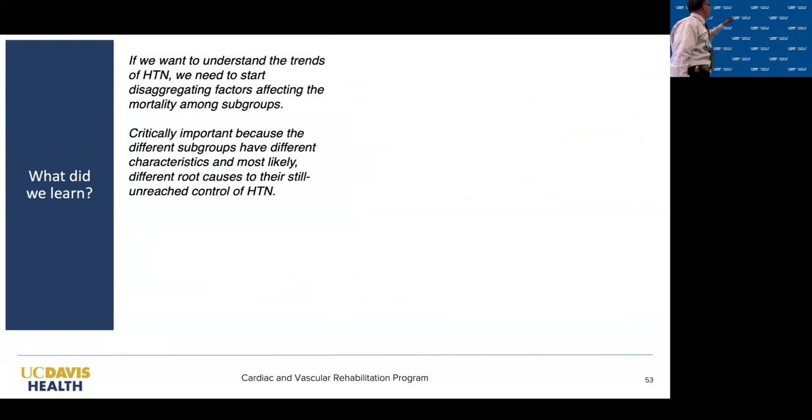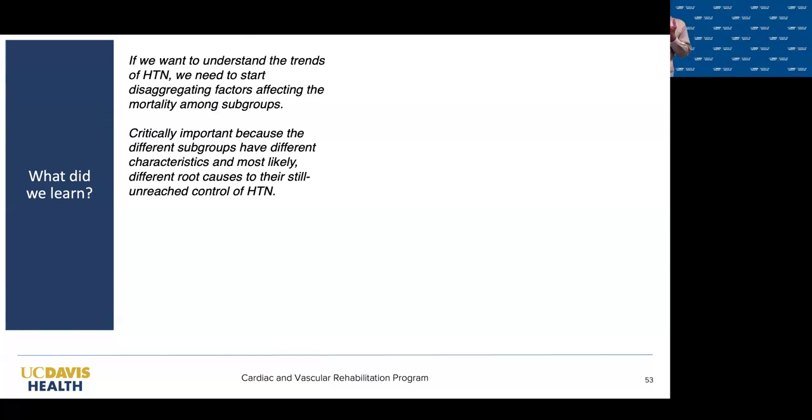So in summary, if we want to understand the trends of hypertension, we need to start disaggregating factors affecting mortality among subgroups. What is different between the different groups? It's what we need to be learning about more to be able to figure out how to best help people based on their challenges. It's critically important because the different subgroups have different characteristics, most likely different root causes for their still unreached control of hypertension. So we should not assume that people have uncontrolled high blood pressure because they're not doing what I tell them to do.